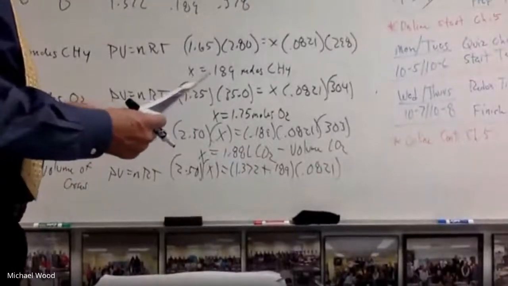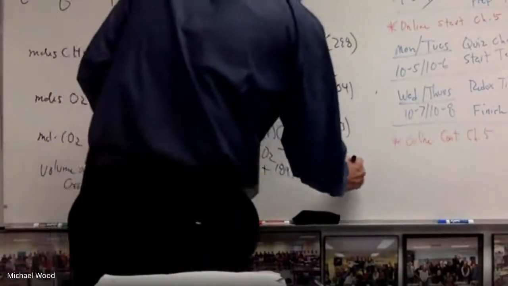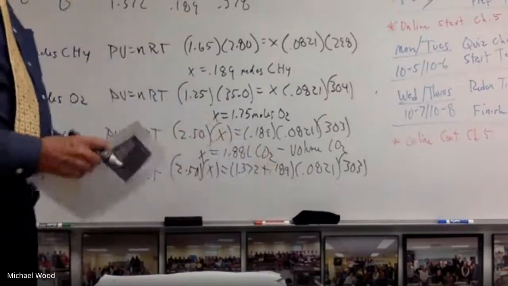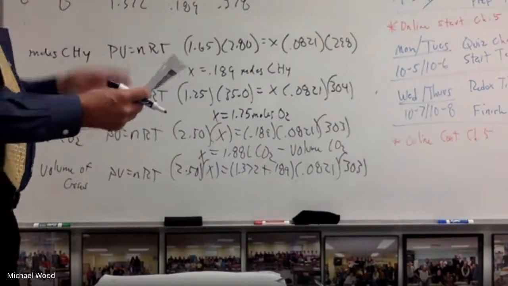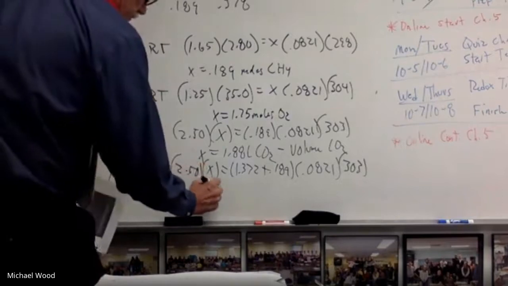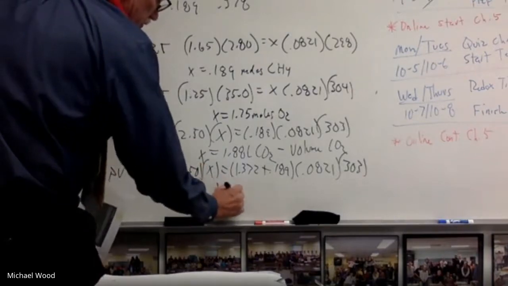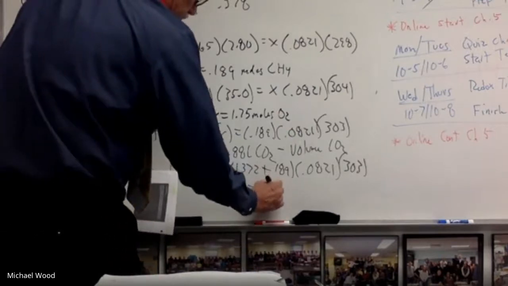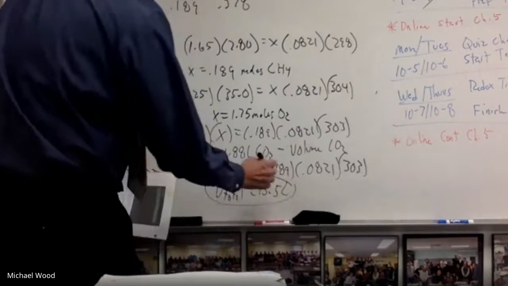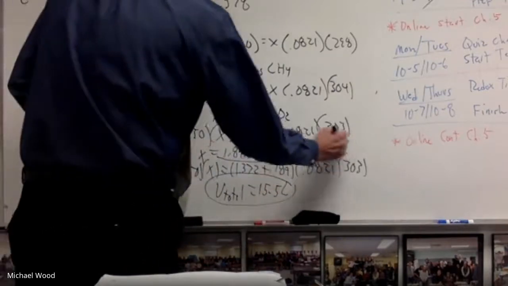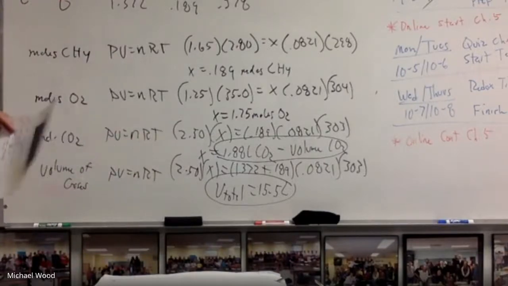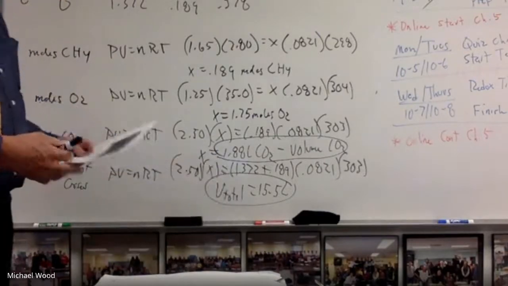And the temperature is 303. So the trick here is there's two gases left. There's the O2 and the CO2. So I'm just going to add those together. And what I get for the volume total, if I solve for X here, is 15.5. So here was the answer for the volume of the CO2, and here's the answer for the volume total.